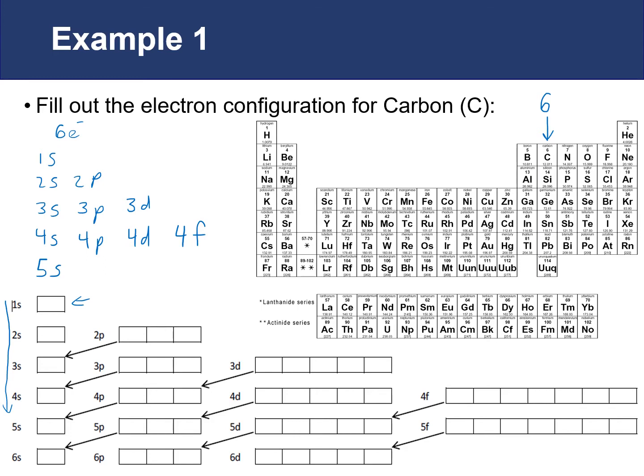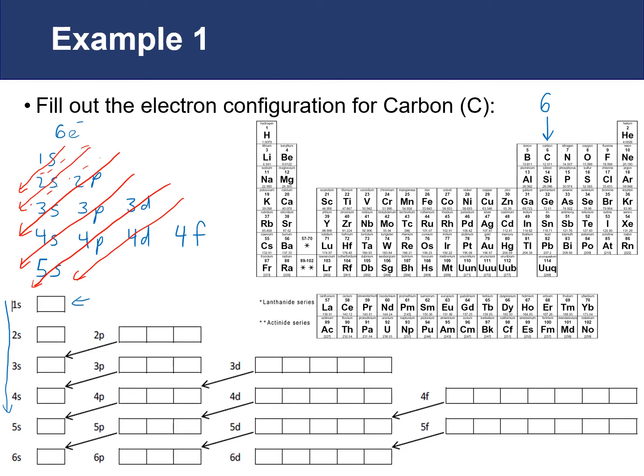Now, when you're trying to determine the order to fill, you do angles. So you come down in a diagonal line, then it comes back here and repeats. So you're continually filling along a diagonal line. So that would give you the 1s first, then the 2s, the 2p, the 3s, 3p, 4s, then the 3d, 4p, 5s, 4d, 5p, 6s, and so forth.